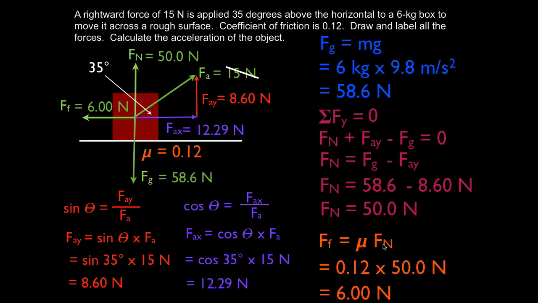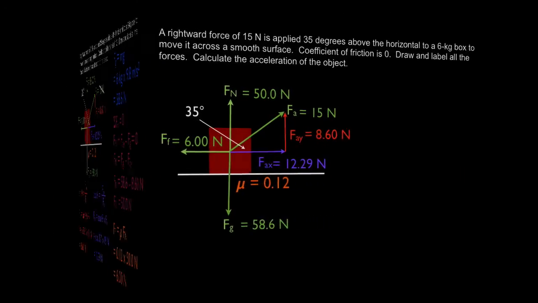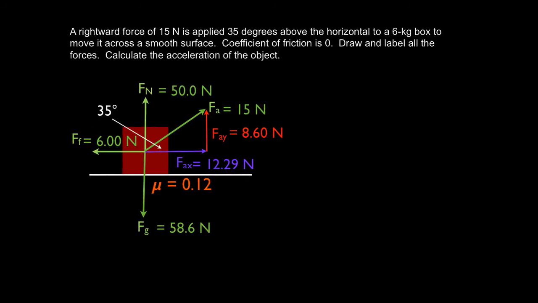Okay, so you can see we had to do a lot of calculating to find all those forces. There are really only 3 forces, but of course we had to break the applied force into its components. We had to find those separately. All right, now we can go on to the next page. Here I have the diagram without all those calculations, but we have all the forces there, and now we can calculate the acceleration of the object.